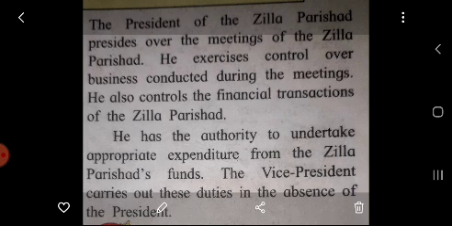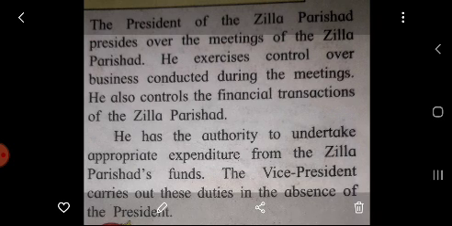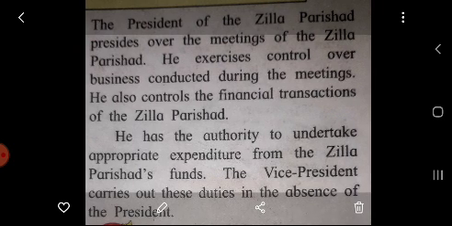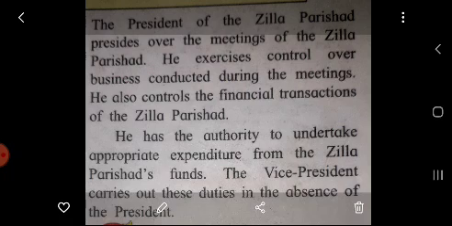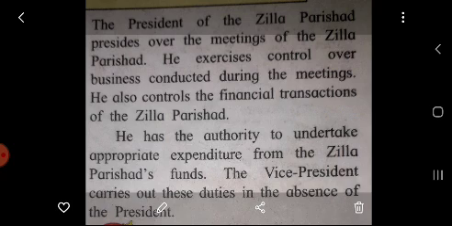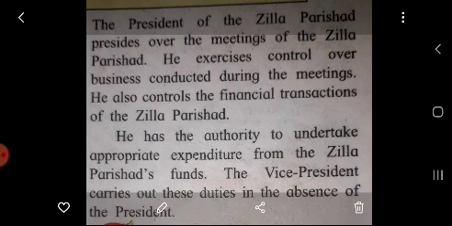Next, the president of the Zilla Parishad presides over the meeting. The president holds the meeting of the ZP. He exercises control over the business conducted during the meetings. He looks after the business, whatever is being spoken during the meetings. He jots down all the points.